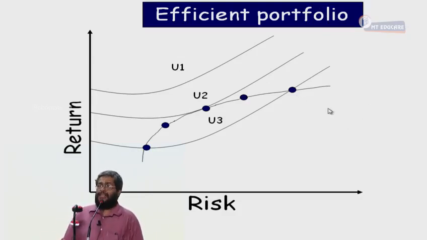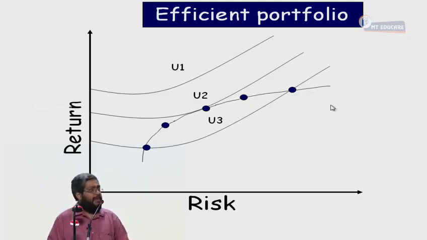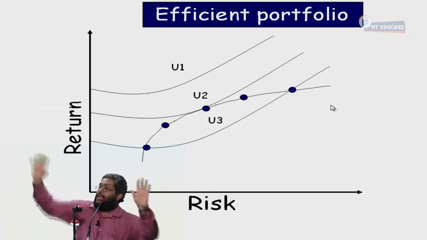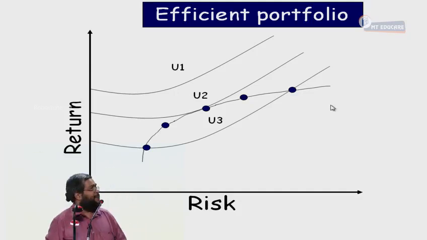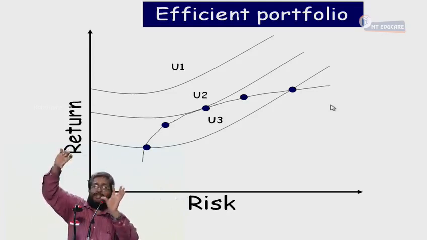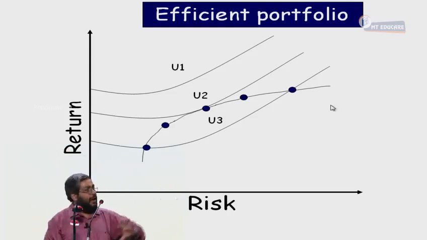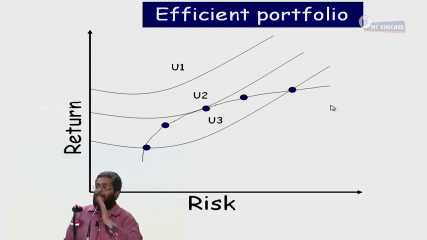But my problem is I have to select one of them for my investment. Which I should select depends on my utility curve. Utility curve depends on my risk appetite. My utility curve can be steeper on the top side, or shallow on the bottom side.